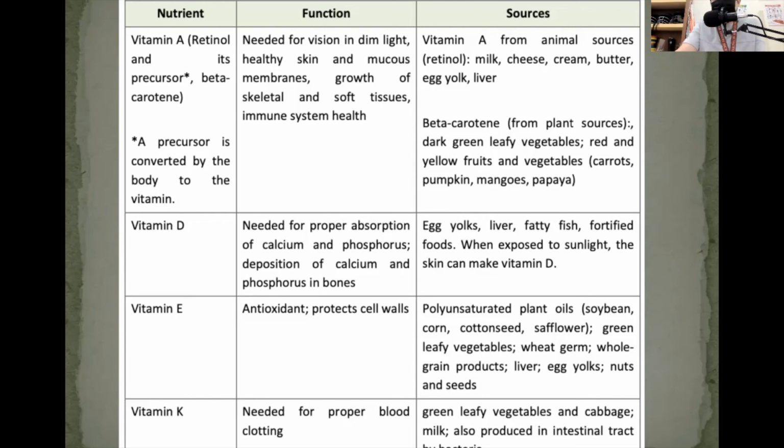Vitamin K is for proper blood clotting. In order for you to avoid excessive bleeding, you should take vitamin K. And it comes from green leafy vegetables, cabbage, milk, and yeah.